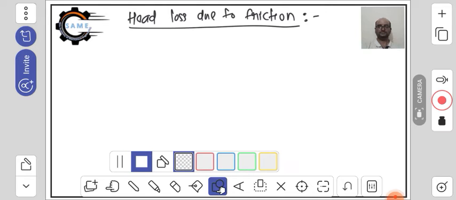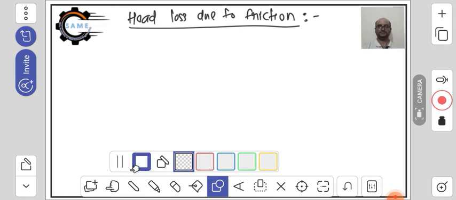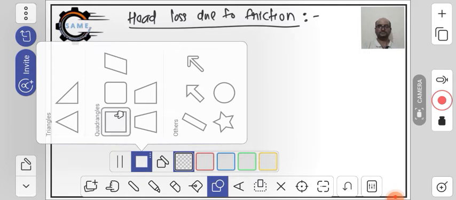Let me take a figure so that we'll understand head loss due to friction. I think there is a figure here. Where is that? Let me check. I think these are the figures. Yes, these are the figures.